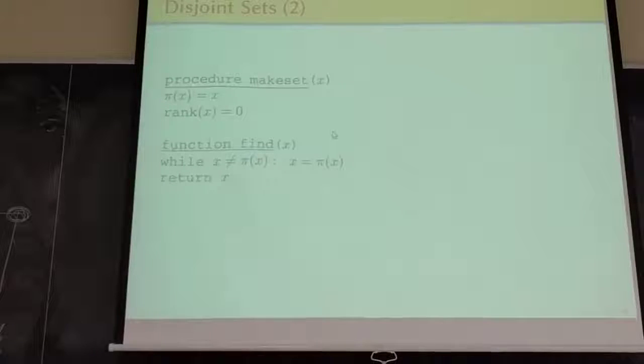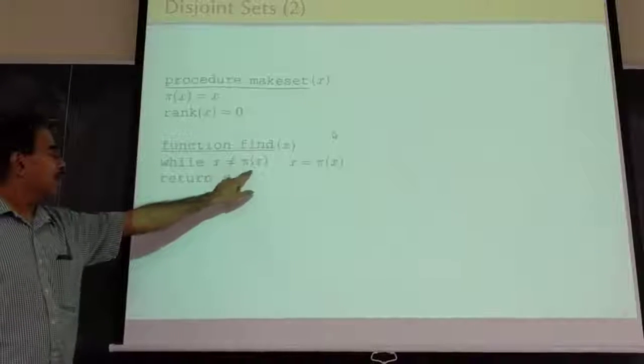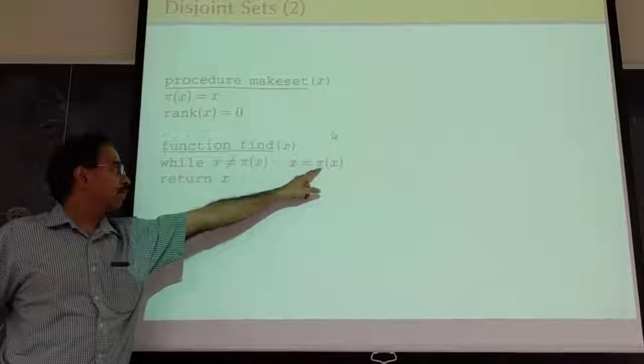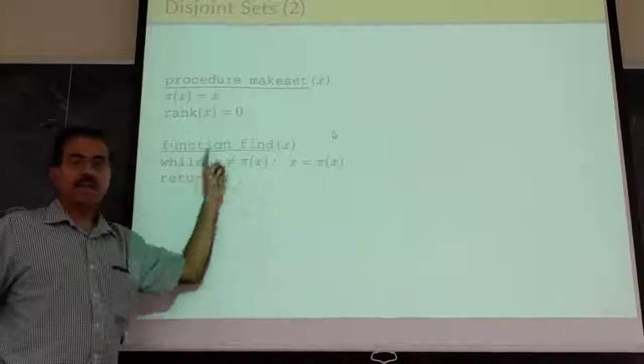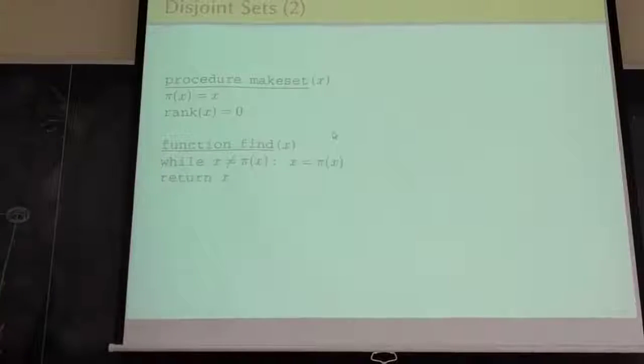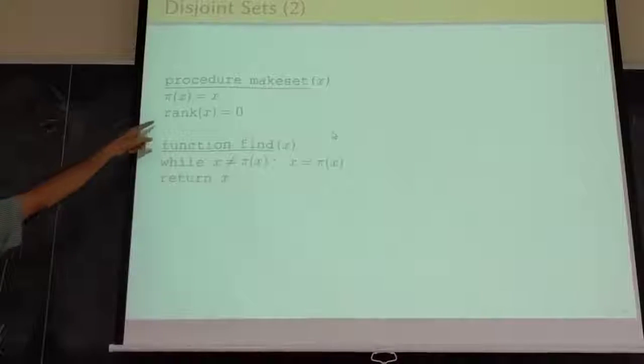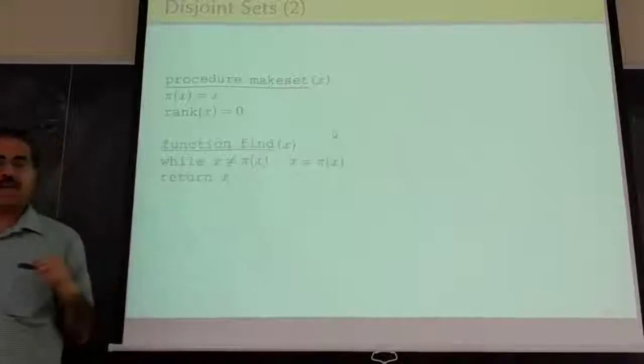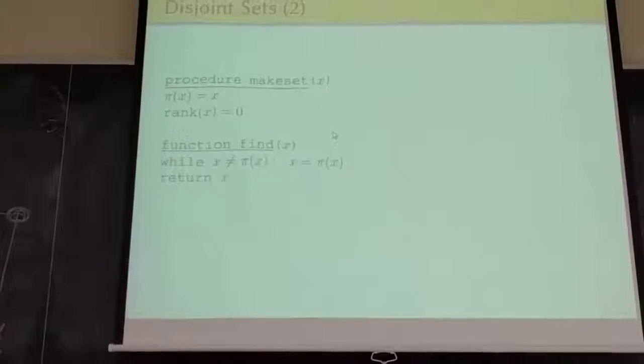So find simply follows the parent pointer. While x is not equal to the parent of x, you set x to be the parent, and then you keep doing that until you reach the root. Because at the root you have pi of x equal to x, and therefore you recognize the root by the fact that the parent of the root is itself. And when you reach that root, you just return that.